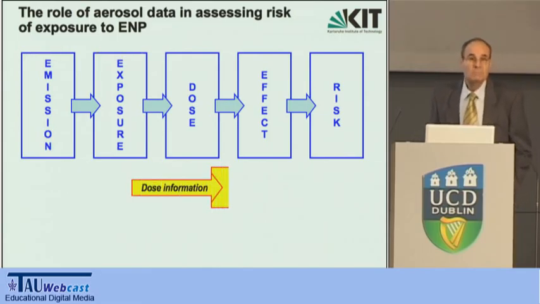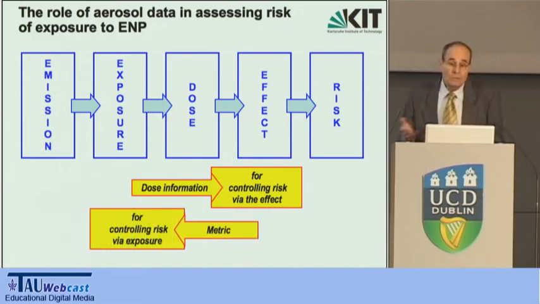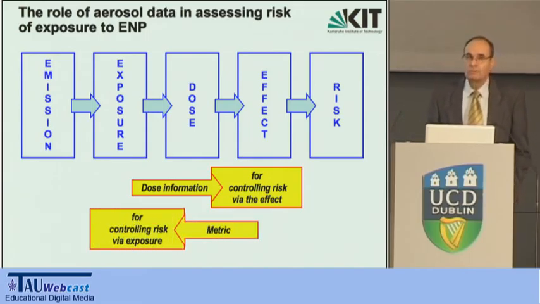So in fact, you can minimize risk, or you can control risk via the effect. You can just minimize that, and for that you need some dose information. So in other words, people who do exposure studies and people who then therefore are able to compute a dose can provide some information for that. On the other hand, the people who study the effects will also have to provide some information to the people who study exposure and who calculate doses, because you can of course also control the risk via the exposure, but you also need to know what metric to look for.